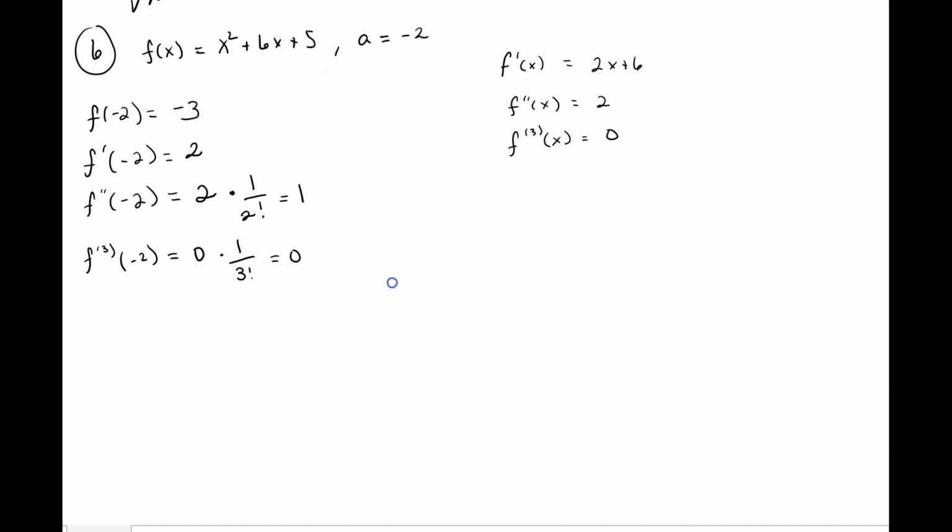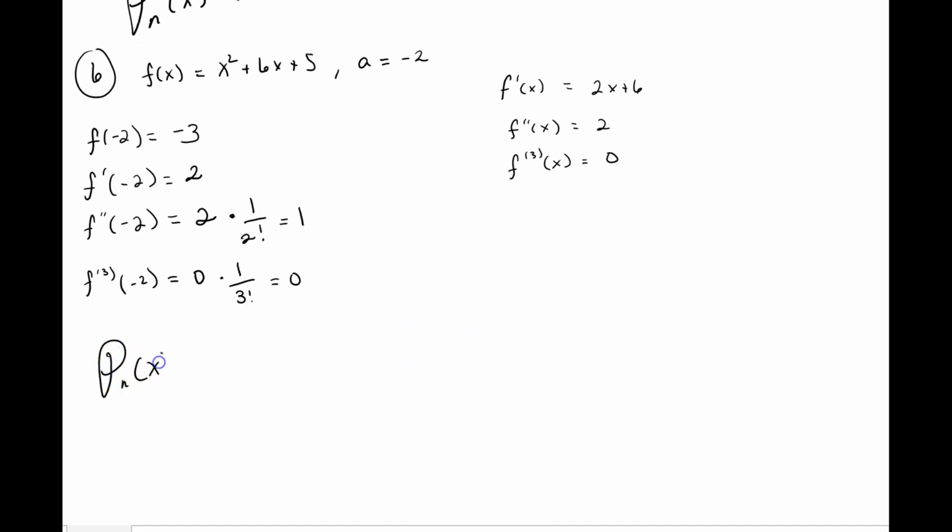I think now we're ready to write out our Taylor polynomial p sub n of x. Let's see what we get. We get f of negative 2, which is negative 3, plus f prime of negative 2, which is this 2 times x minus negative 2, which is just going to be x plus 2. Plus, in this case, it's going to be a 1, so we don't need to write the 1, but we do write x minus negative 2 squared, which is x plus 2 quantity squared. And it looks like that.